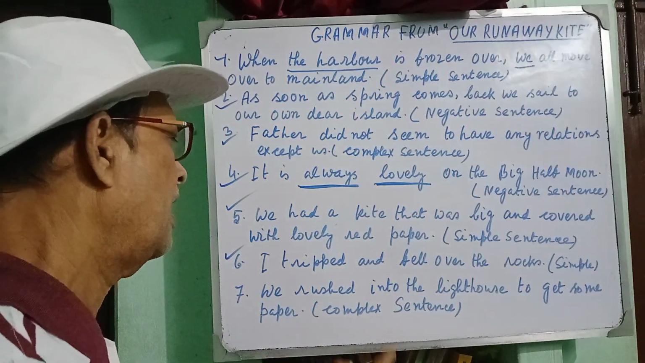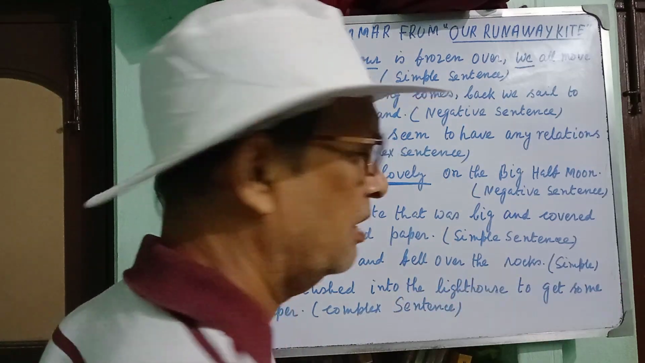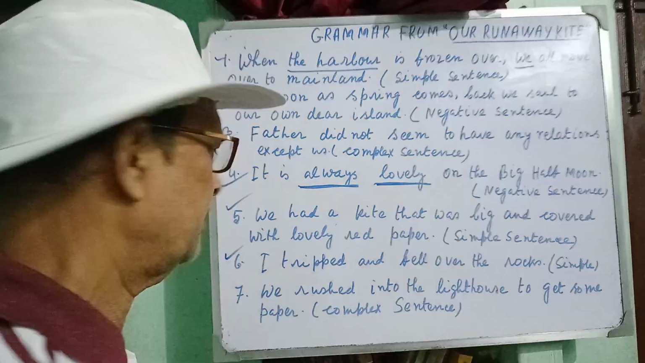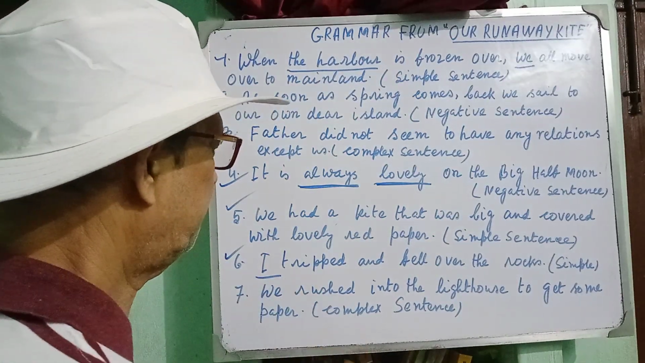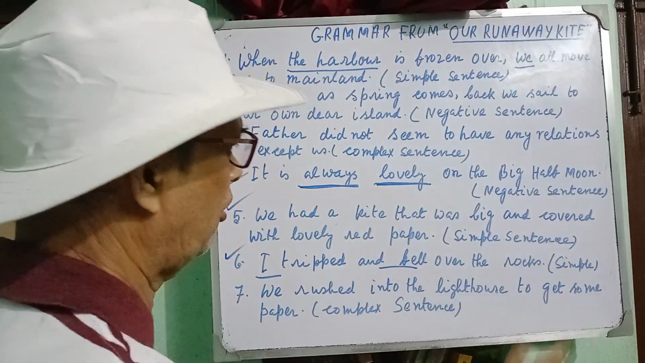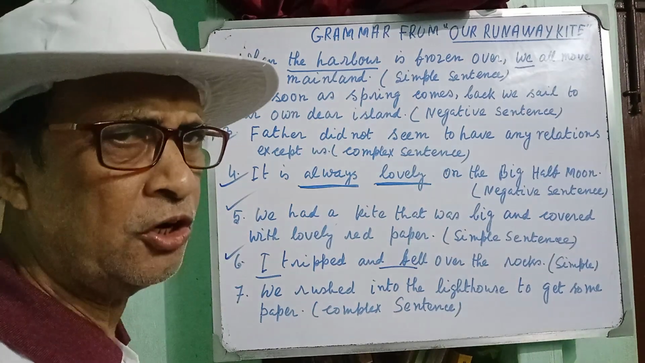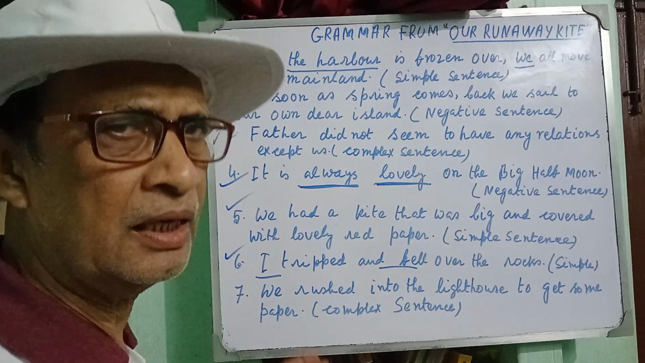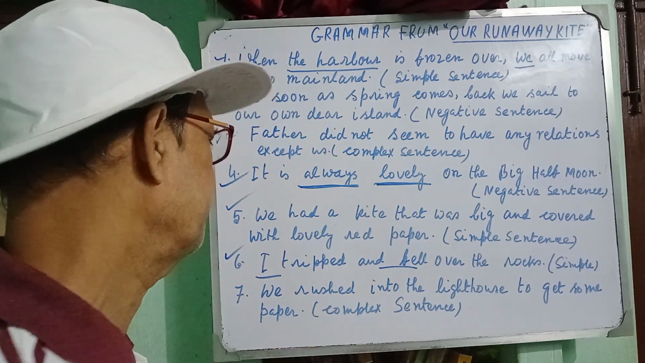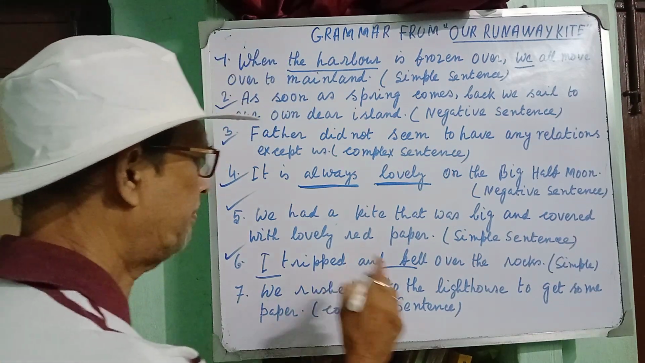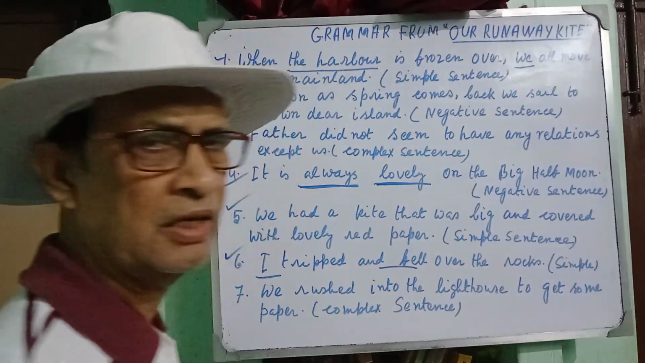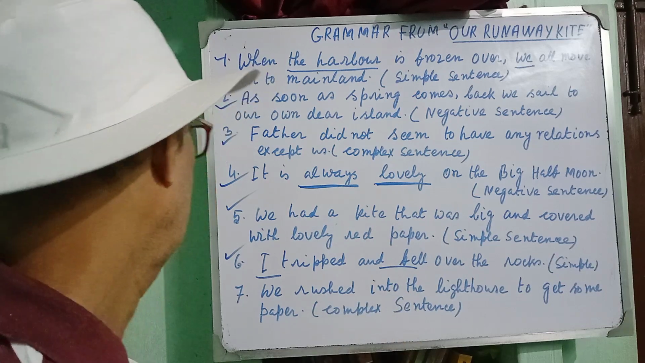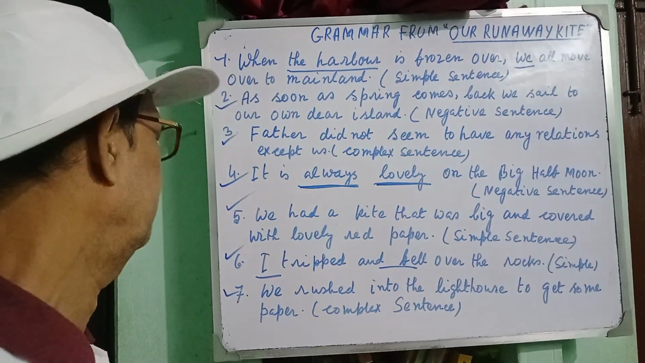I tripped and fell over the rocks. Please follow that here the subject is the same person, that is I. I tripped and I fell over the rocks. So having tripped or tripping, either having tripped or tripping, comma, I fell over the rocks. Simple sentence. There is only one finite verb, that is fell. Now come to the seventh example.